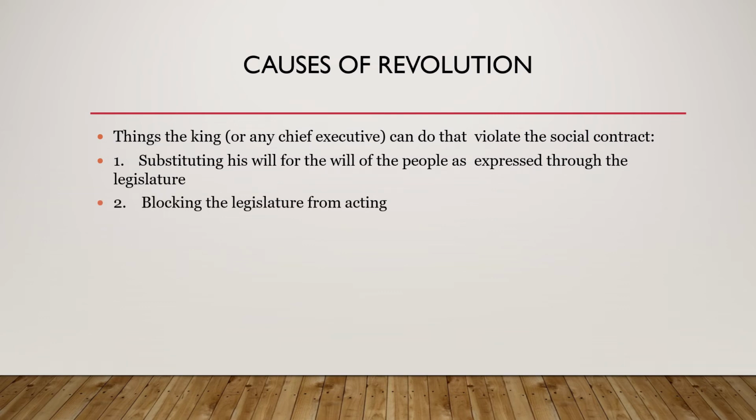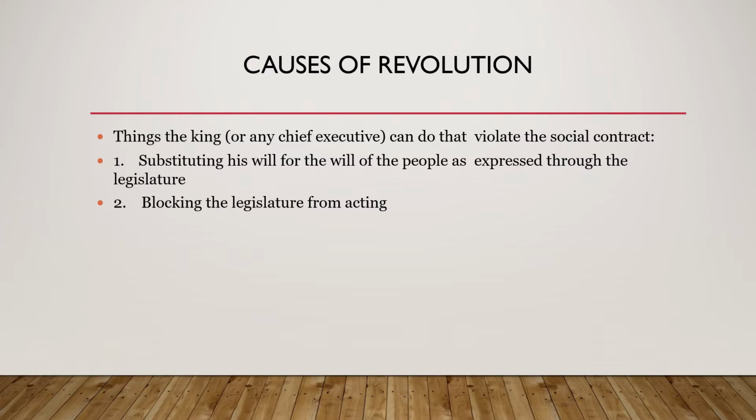He also says that if the chief executive blocks the legislature from acting, so if the legislative branch and the executive branch are in conflict with one another, and right, Locke is writing at a time before the United States of America was created, so there was no veto power kind of thing, checks and balances, separation of powers.